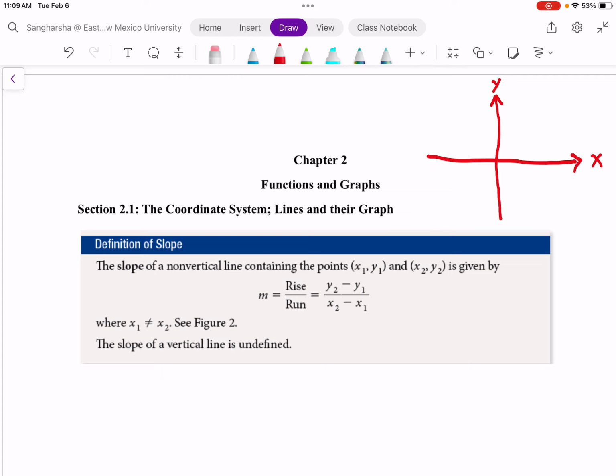Now, what about the point where these two lines intersect each other? What do we call this point? We have this point here. Our x-axis is the horizontal line, the y-axis is the vertical line, and these two lines intersect at this point. Let me call this point O. And what do we call this point? Origin. That's the origin, right?